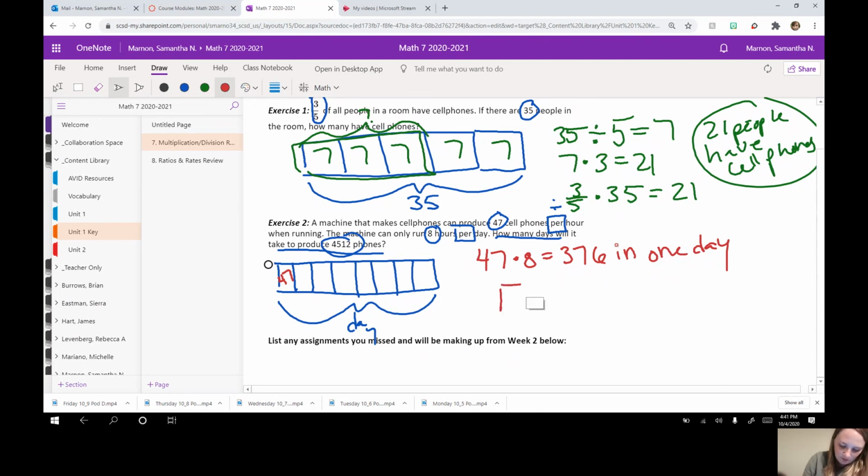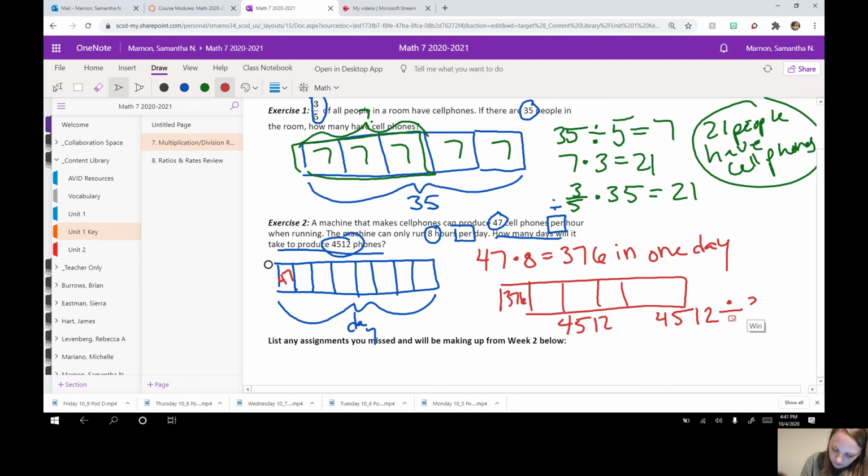So if I think about it, the total would be 4,512, and I need to figure out how many days. So I can break this into 376 chunks. I don't know how many I'm going to need. So in order to split it up, we can actually go back to division. We can do 4,512 and divide by 376. So on our calculator right now, type in 4,512 divided by 376, and you should get 12 days.